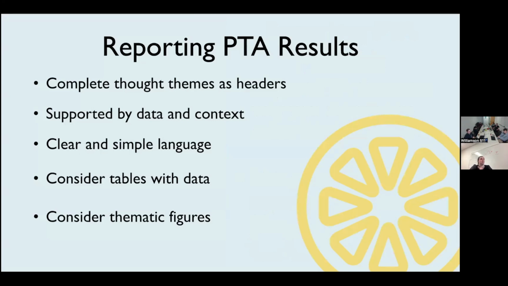Then you report your results. We recommend complete thought themes as headers, so people know exactly what you're saying when they look to your paper to read it, and they don't have to dig. Supported by data and context, flesh things out, example quotes, clear and simple language. Data tables can be helpful. And often in a thematic analysis session, a figure will naturally emerge to represent the thematic statements, and those can be really helpful in papers.